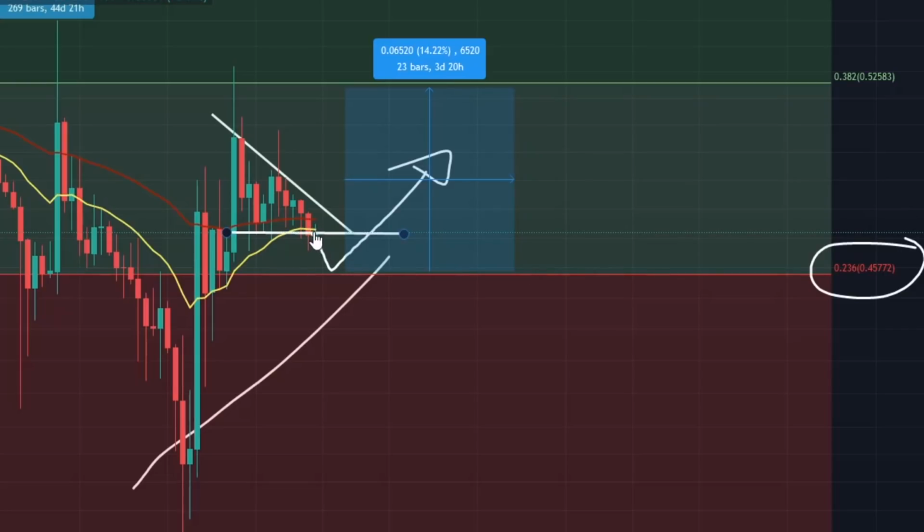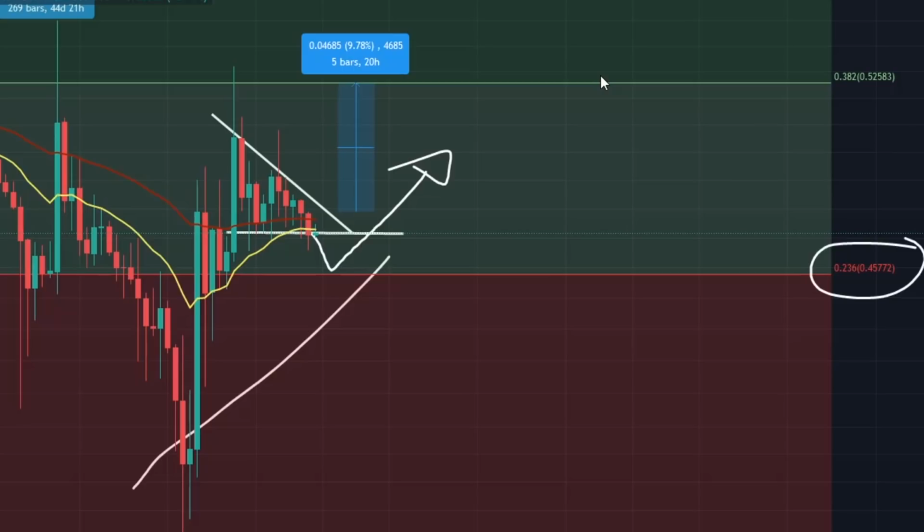Failing that, if you was to get supported now, get back above and break out of this descending triangle, you've still got a nice little trade there up there for 9.78%. Okay, so that's CHILIZ. Good luck everyone involved.